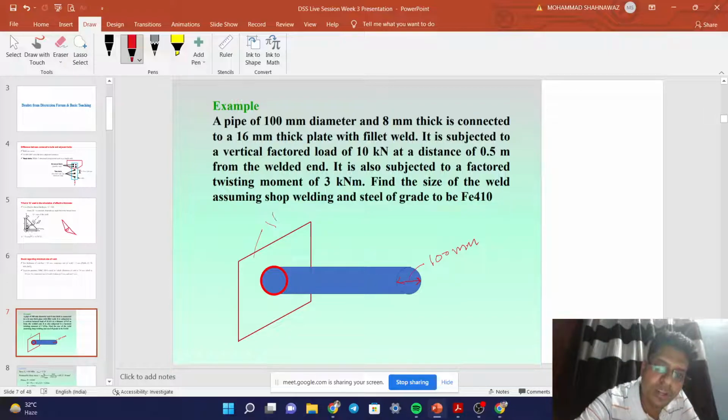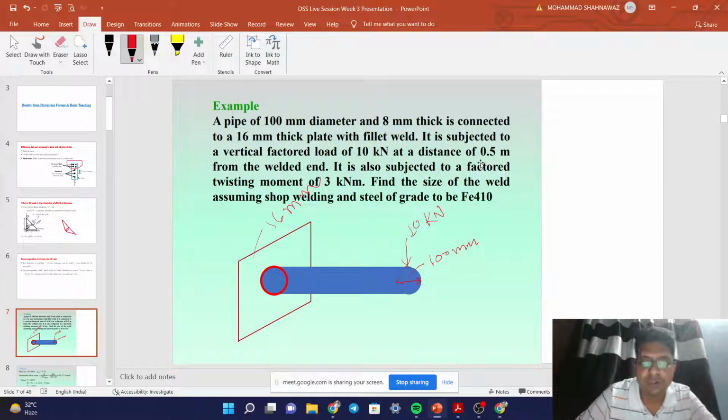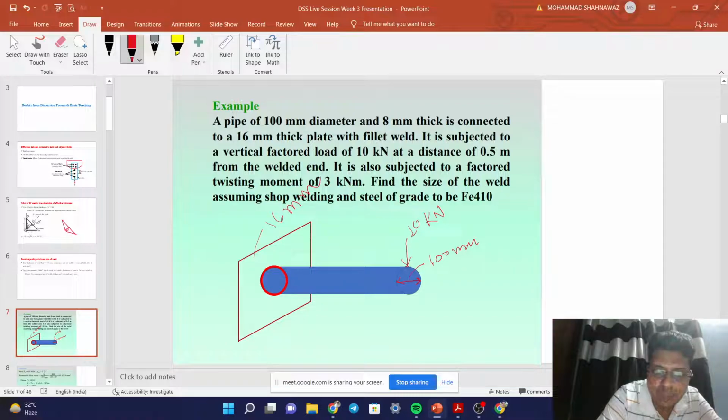The thickness of this plate is reported as 16. It is subjected to a vertical factored load of 10 kilonewton. So let us suppose there is a factored load of 10 kilonewton, acting at a distance of 0.5 meter from the welded end. This red circle which I have made is the welded part. Actually fillet welding has been done. This pipe is joined to this plate through this welding throughout its circumference. So this red one is the welding.